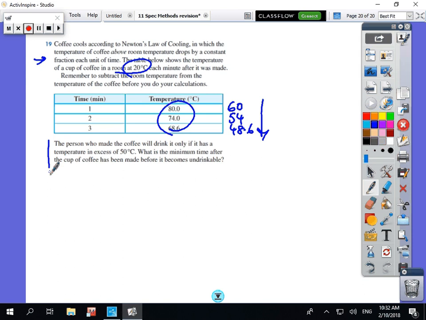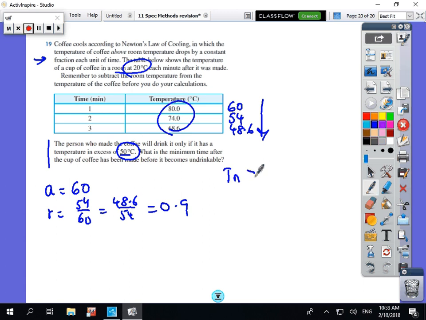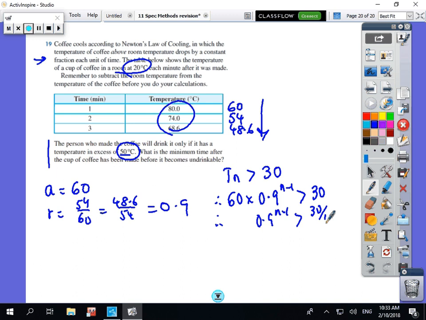Okay, the person who made the coffee will drink it only if it has a temperature in excess of 50. So we're looking at how long before it gets to a difference of 30. Okay, so a is 60, r equals 54 over 60, which is the same as 48.6 over 54, and that equals 0.9. So we want that to be 50, so we need to have the difference of 30. So we need Tn to be greater than 30. Therefore 60 times 0.9 to the n minus 1 has to be greater than 30. 0.9 to the n minus 1 has to be greater than 30 over 60.